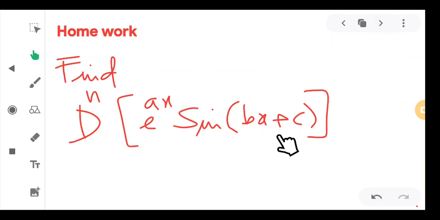As a homework, let me give you this: how to find the nth derivative of e raised to ax into sin(bx plus c).